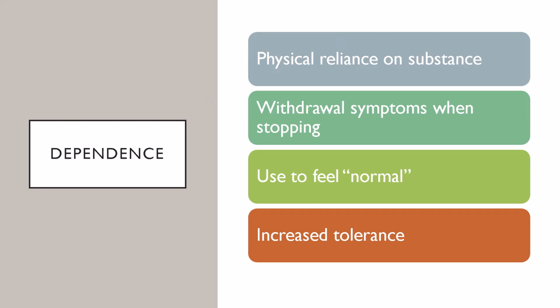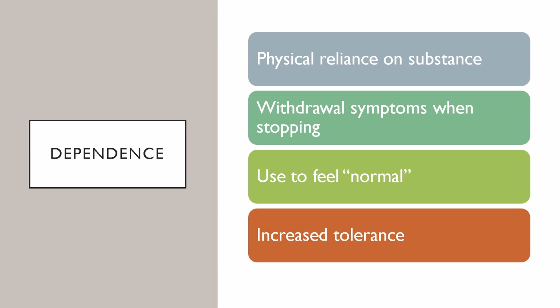Dependence is representing a significant shift in the progression of addiction. At this stage, the body has adapted to the presence of the substance and it starts to rely on it to function normally. And when the substance is removed, the withdrawal symptoms start happening. These symptoms can be physical, like shaking or sweating or nausea, and they can also be psychological, such as anxiety or irritability or depression.